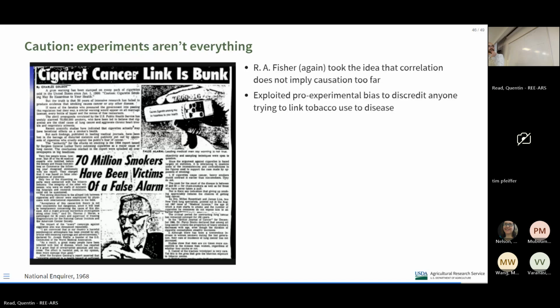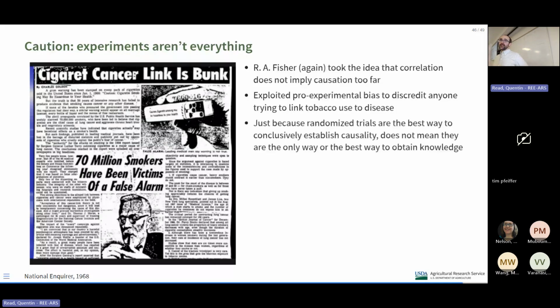That was from the National Enquirer, obviously a very trusted source in the 60s. He put his views in there. And so there's a sort of pro-experimental bias, I guess, where experiments are put on a pedestal as the only way to get good information. And he exploited that, or I would say weaponized that idea, to discredit people that were trying to establish this link. Randomized trials are one of the best, if not the best, ways to get information about causality, but they're not the only way to get that knowledge.